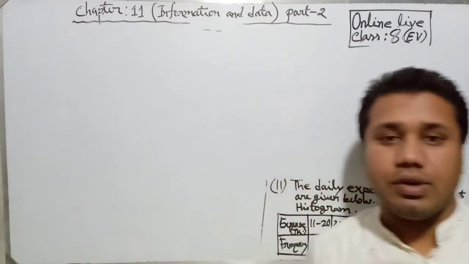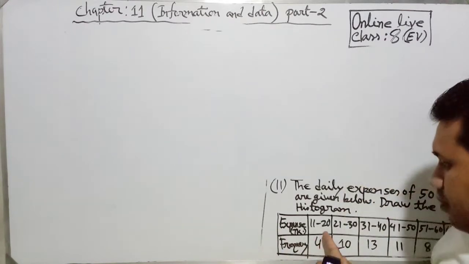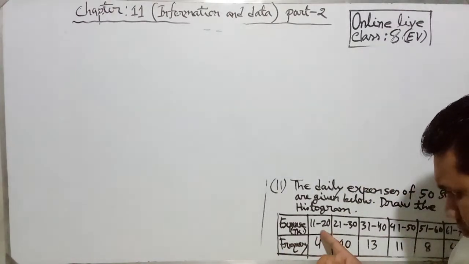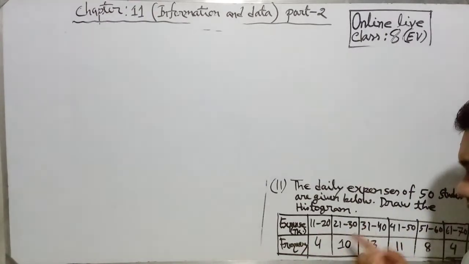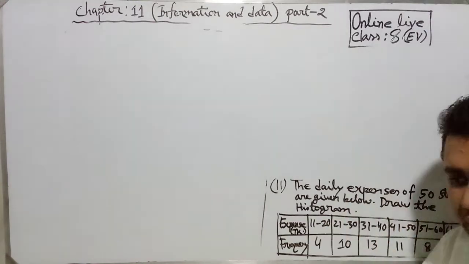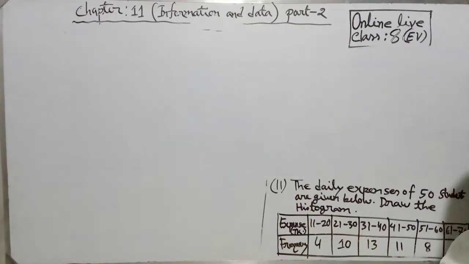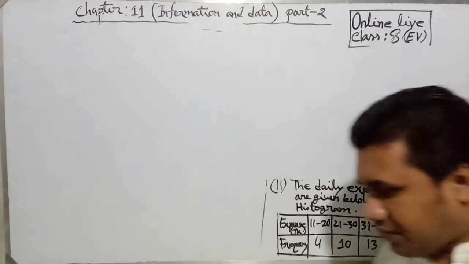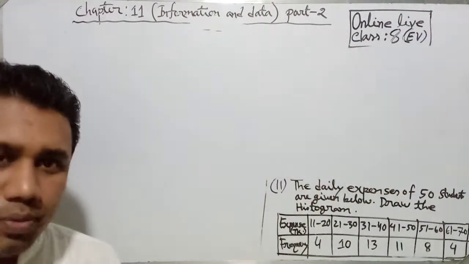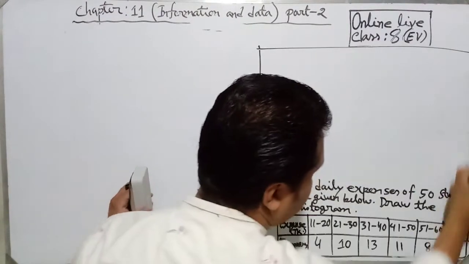Now dear students, remember that for finding the histogram, at first condition, you have to make the given information, that means the given class, continuous class. Look, 11 to 20, next 21 to 30, 31 to 40. Look, 20 then 21, so between 20 and 21 there is a gap. So we can say this is not continuous data, this is discrete data. Now dear students, at first we have to make continuous data.